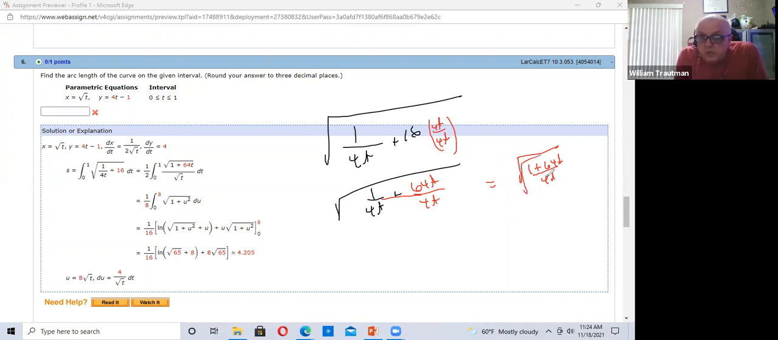And this whole thing is under a square root. If you take the square root of 4, this square root of 4 is a 2. A 2 pops out of there. So right there we broke this apart. This was 1 plus 64t, and they broke it into 2 pieces, square root of 1 plus 64t over 2 square root of t. They just took the square root and put it on the top and the bottom.